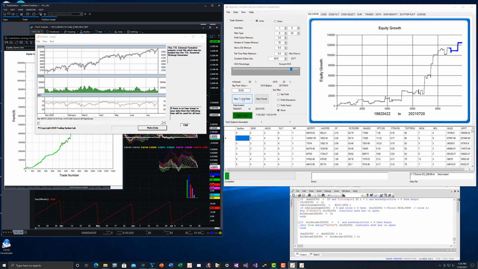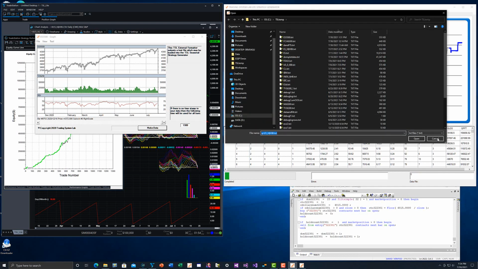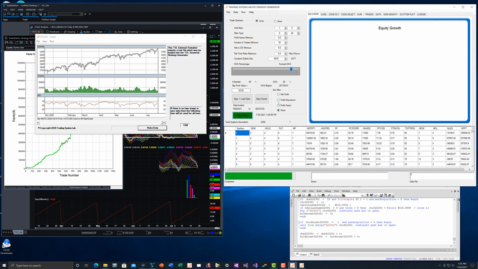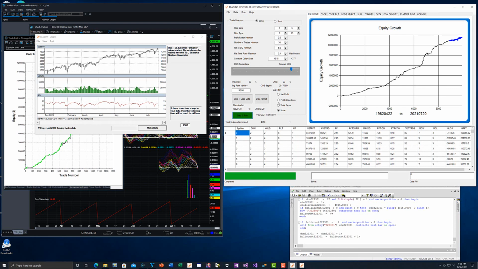And again, this is not a substitute to the full Trading System Lab platform, but it is a good addition to your toolbox to design trading systems using a TSL trading strategy generator. Thank you very much.